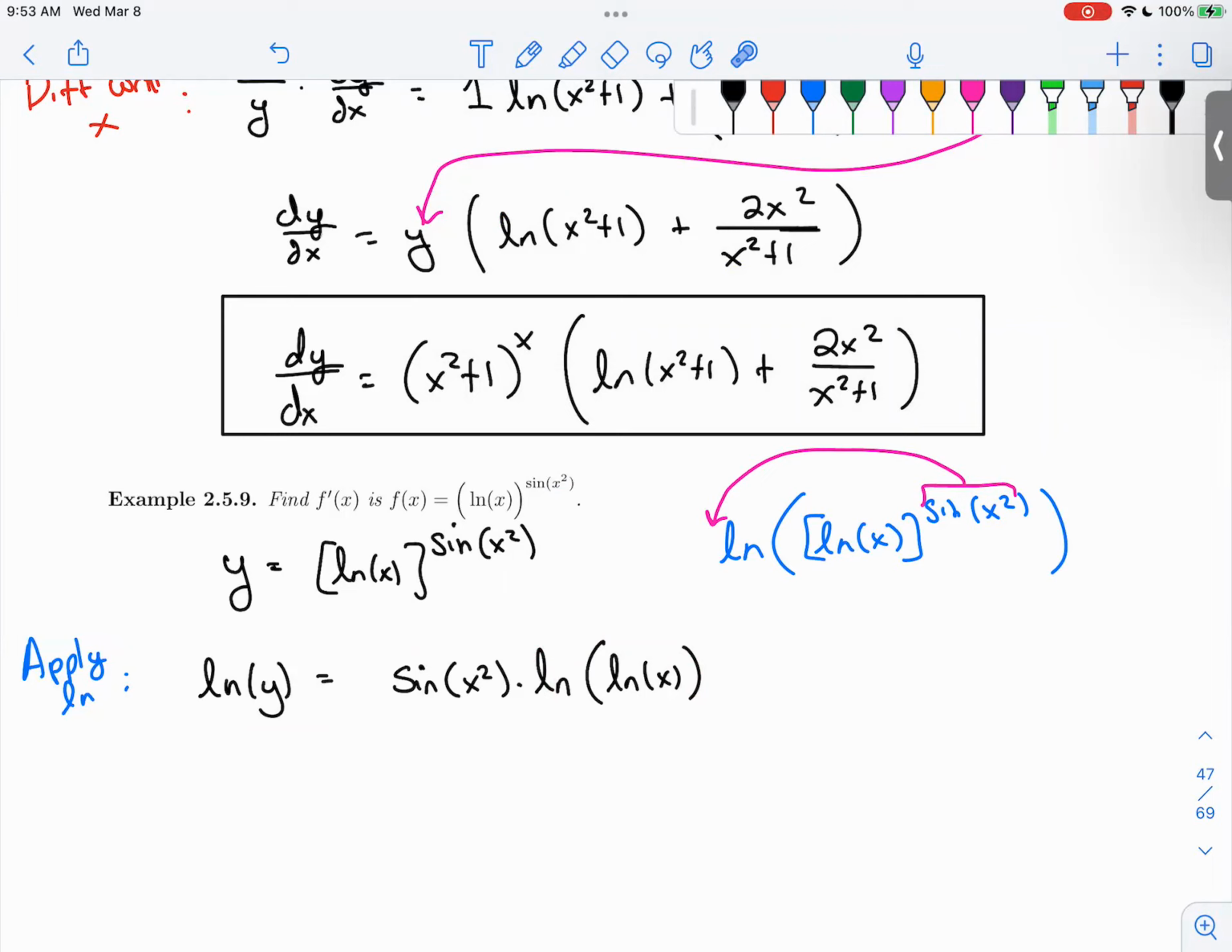Now we differentiate both sides with respect to x.